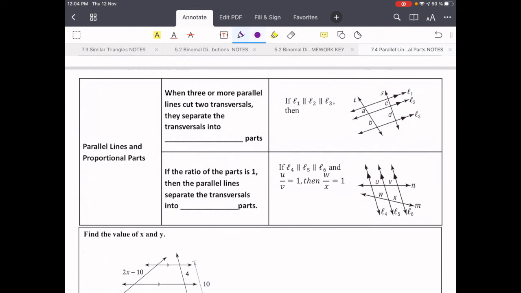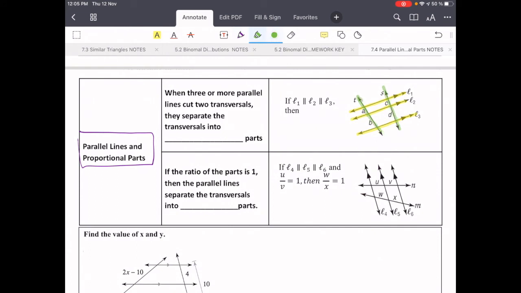So we'll put aside triangles for the moment, and we're just going to look at lines. We're going to look at parallel lines and proportional parts. So the first part says, when 3 or more parallel lines cut 2 transversals, let's just pause there for a second. So we have 3 parallel lines, okay, and we've got 2 transversals. That's what it said so far.